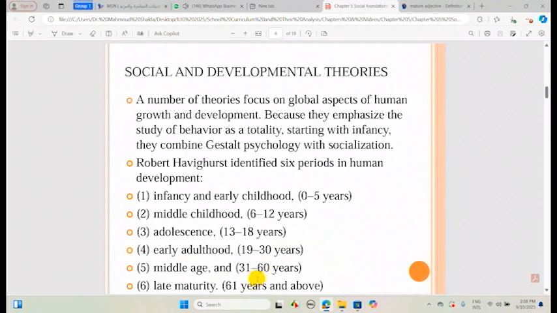Social and developmental theories. Okay, a number of theories focus on the global aspects of human growth and development because they emphasize the study of behavior as a totality starting with infancy. They combine gestalt psychology with socialization. Robert Havighurst identified six periods in human development: infancy and early childhood, from 0 to age 5, middle childhood, adolescence, early adulthood, middle age, late maturity.